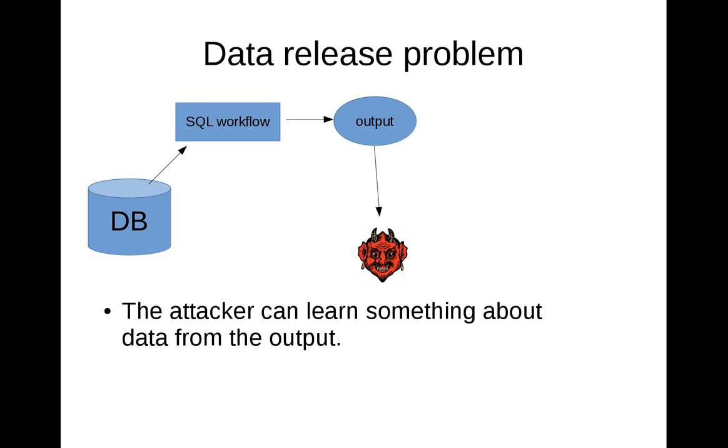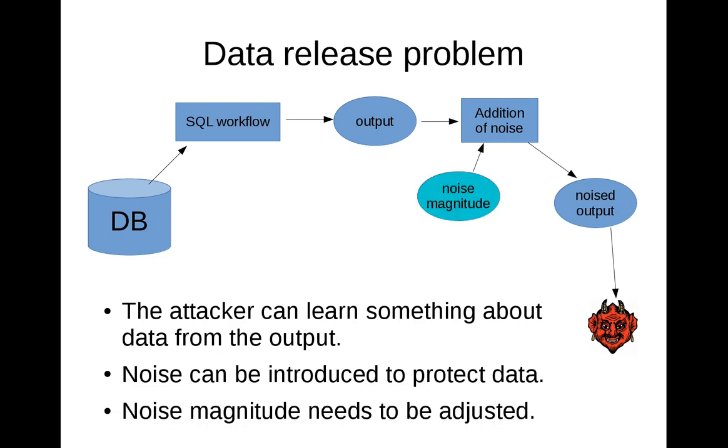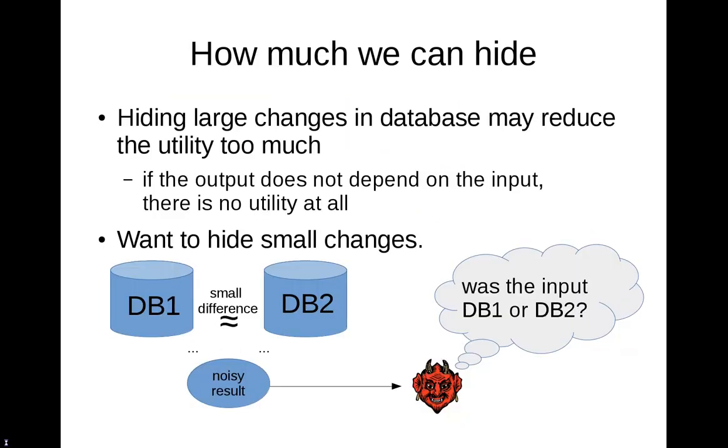So in order for the output to be useful, this cannot be completely prevented, but we could reduce the effect by adding some noise to the output, so that when the attacker sees the noised output, he can deduce less about the database. The amount of the noise can be adjusted, and we should find a good distribution to pick the noise from and a good magnitude for this noise.